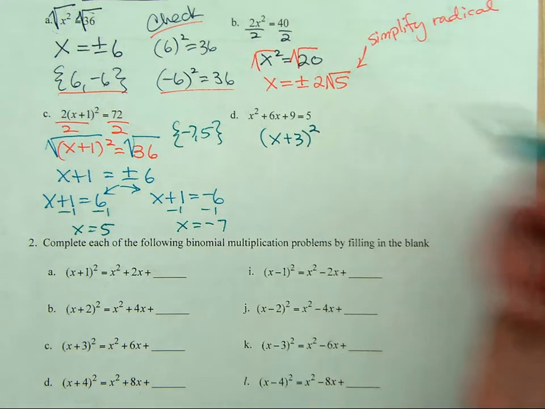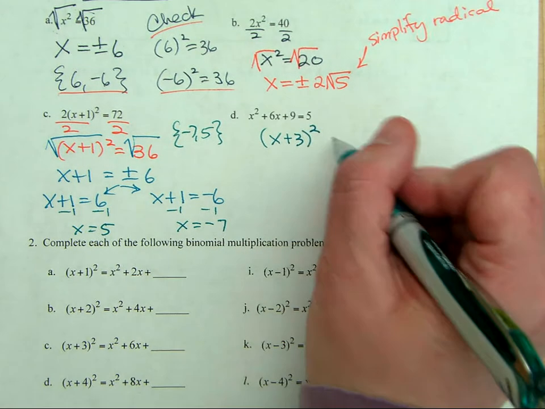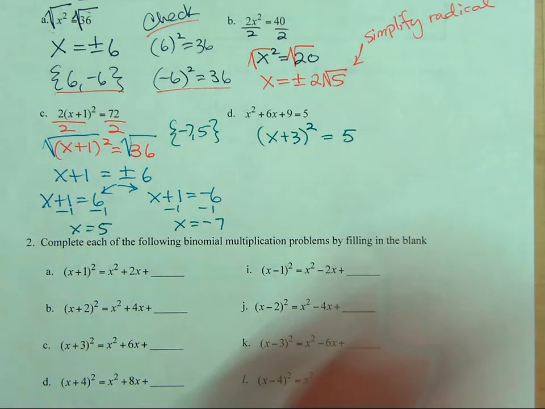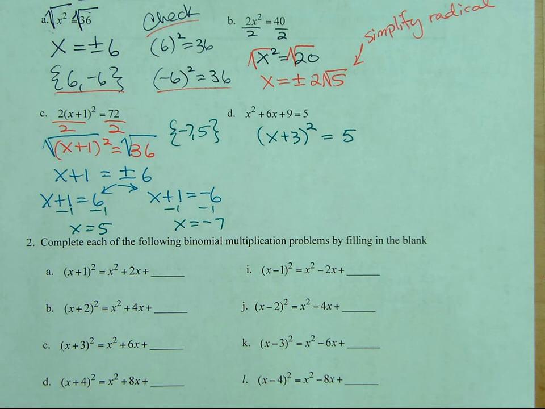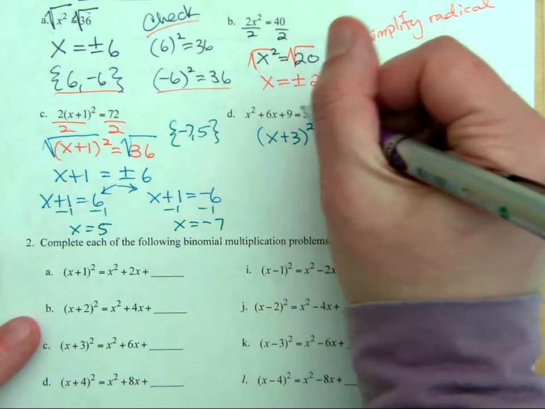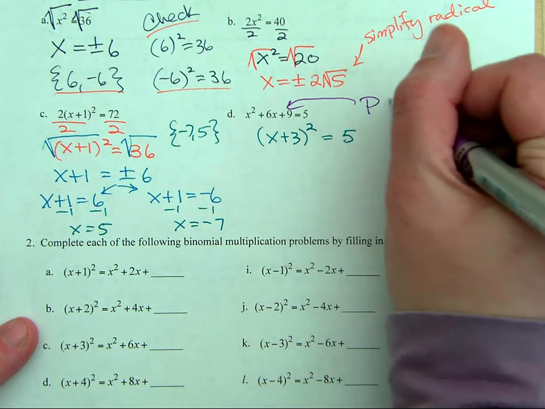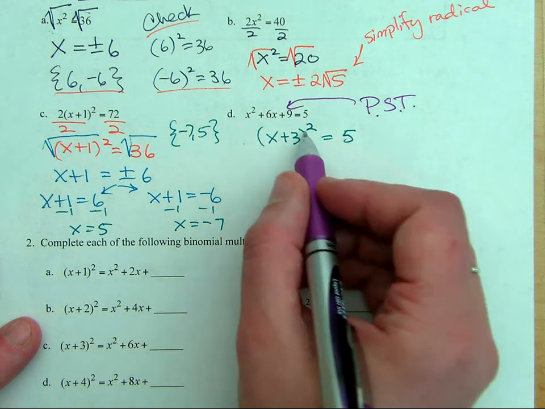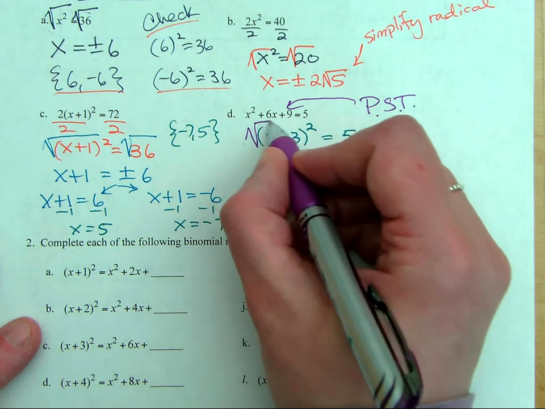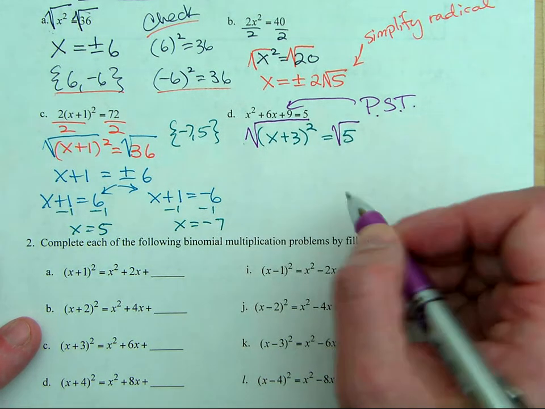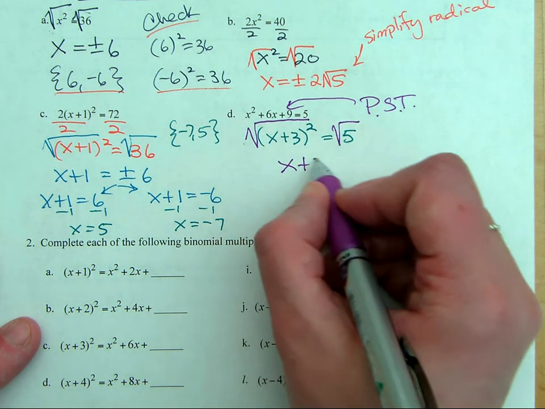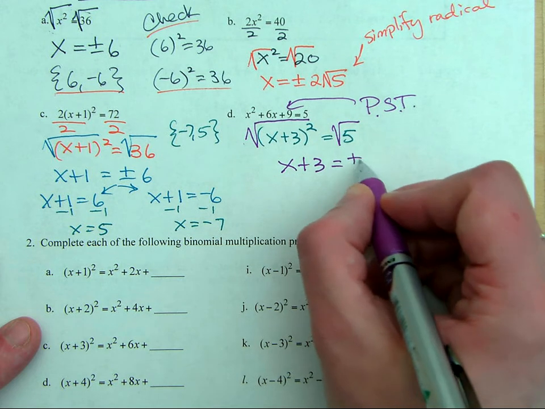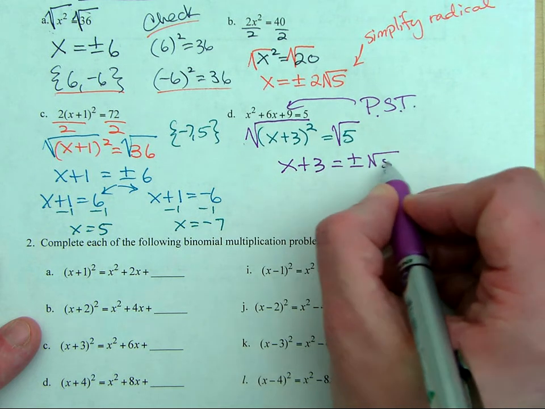Yeah, or x plus 3 squared equals 5. Now that it's set up, because it was a PST, right, which we said is a perfect square trinomial, that's why it can factor this way, and we can use the square root property to take the square root of both sides. So we end up with x plus 3 equals plus or minus the square root of 5.